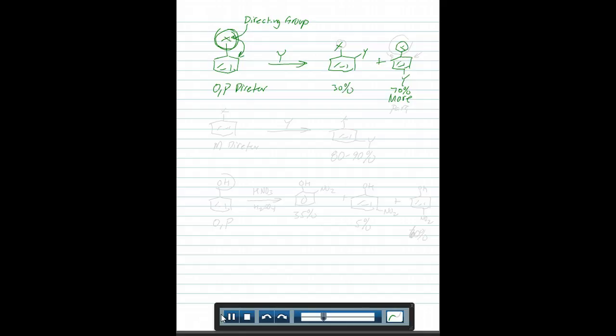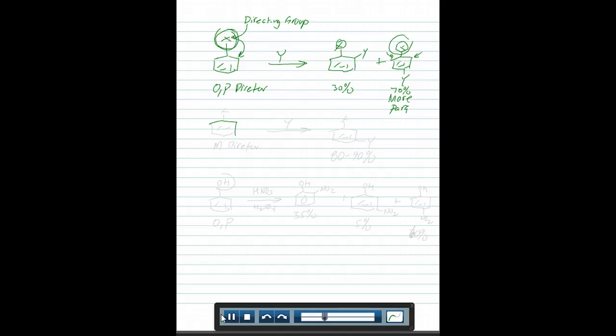The larger X, if X is very large, okay, then it's hard to actually attach Y groups at the ortho spot. It can only go at the para spot. Okay, so technically your para forms more, but if Y is pretty small, you can get more of the ortho compound, but you do form more of the para.